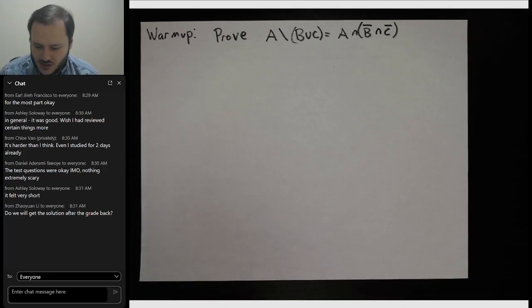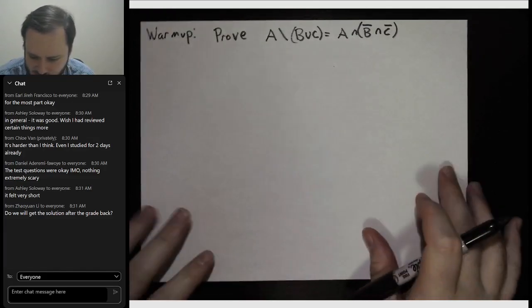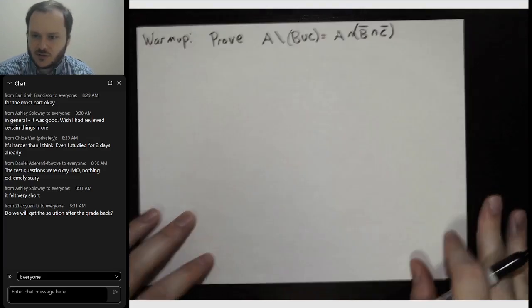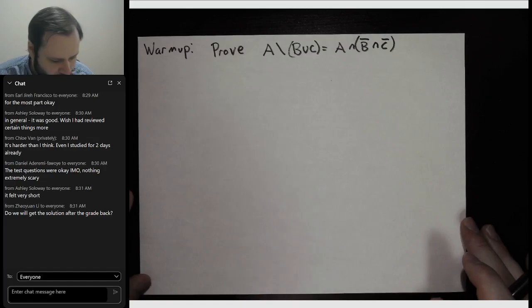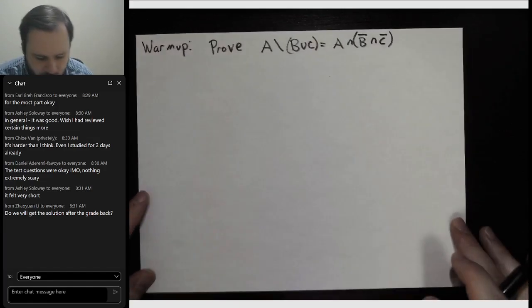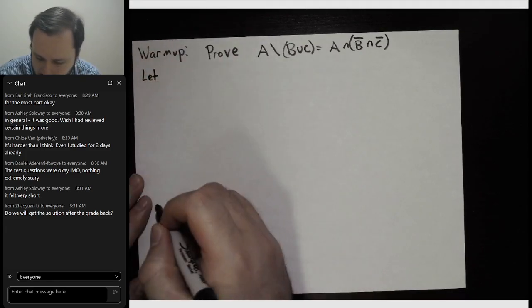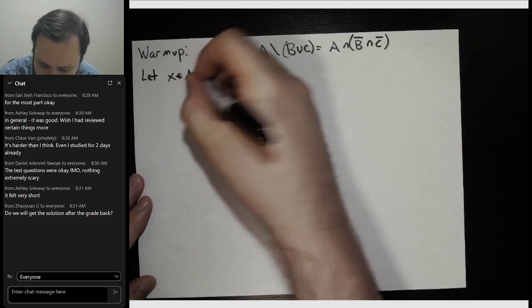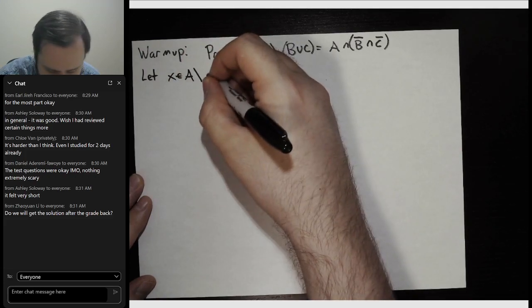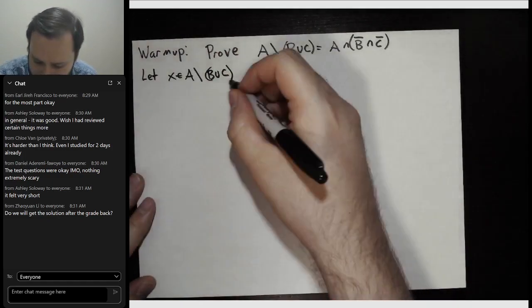So we got a warm-up question here. Let's go through it. Hopefully you've had a chance to think about it a bit. So we're trying to prove two sets are equal. And from last time, in order to show two sets are equal, we're going to show double subset inclusion. So first, I'm going to pick any element from one of the sides. Let's say this side.